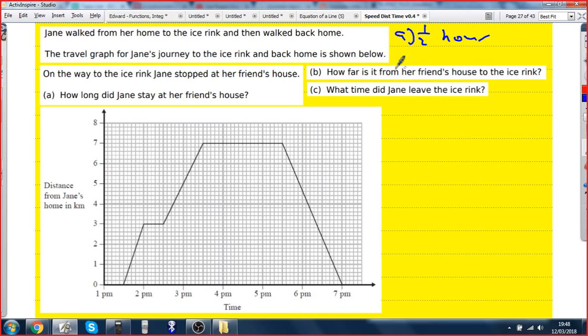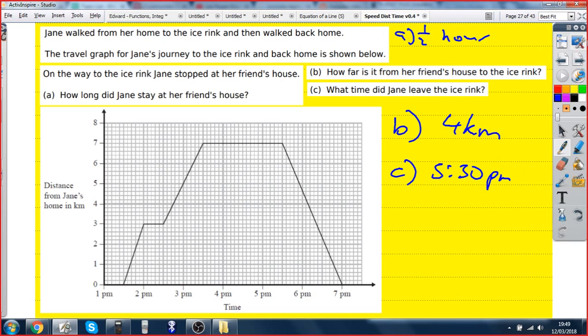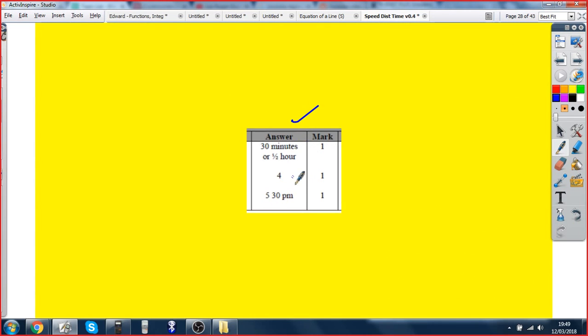Okay, B, how far is it from her friend's house to the ice rink? 4 kilometers. Yep. And what time did she leave the ice rink? 5:30. Yeah. Okay, so I think you are okay to read these. Half an hour, 4 kilometers, 5:30.